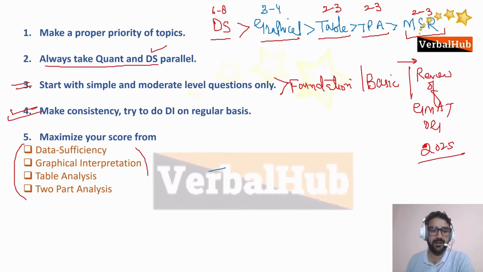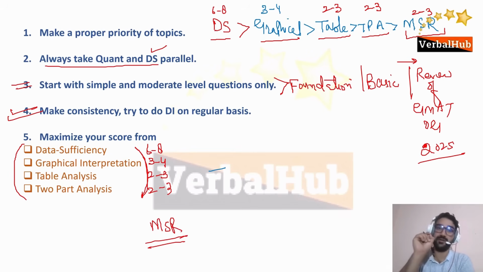You can maximize your score from this part, that is data sufficiency, graphical, table and two-part analysis, right? You can do this in a better way. How? I will tell you. The data sufficiency part will be 6 to 8 questions, graphical 3, table 2 to 3. Now some people will ask, why not MSR, multi-source reasoning? Multi-source reasoning is time consuming.